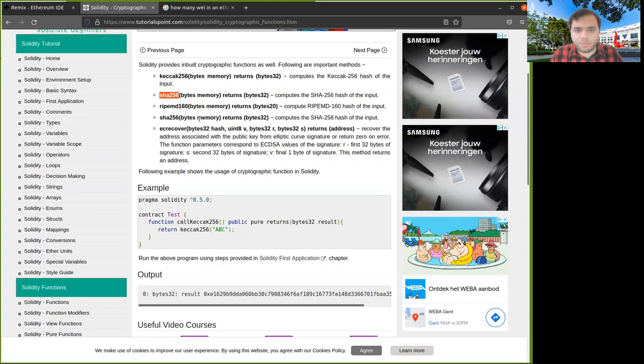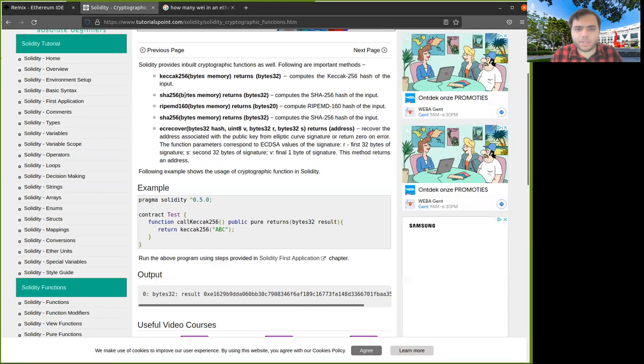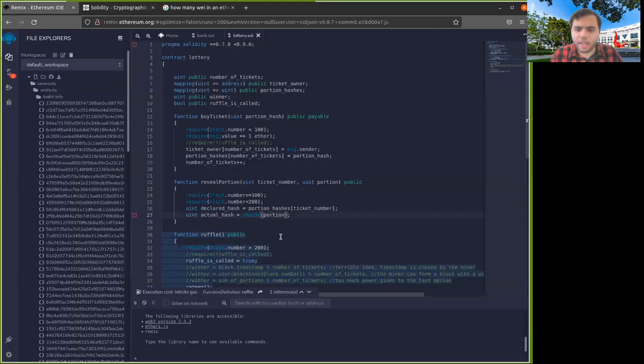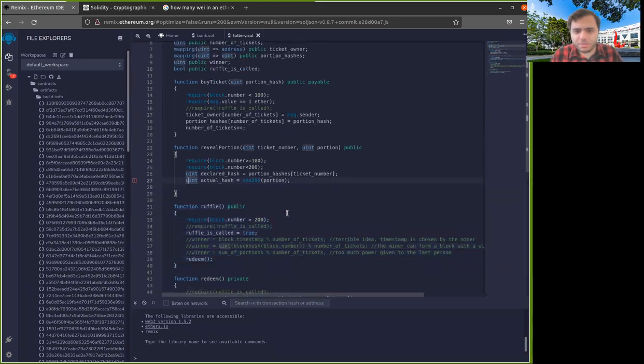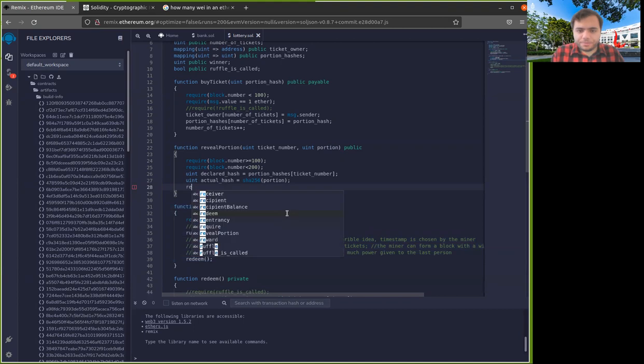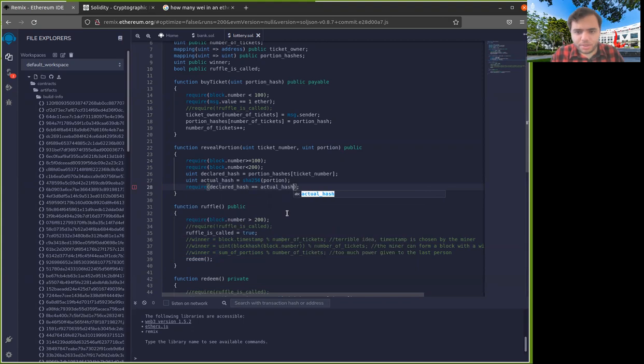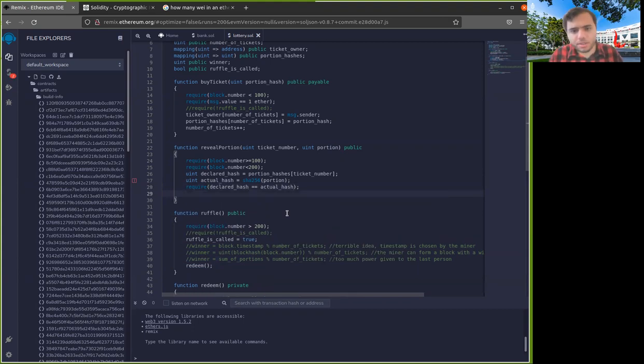We have to do some type conversions because I have to convert it to type bytes, and then the hash function also returns bytes, so I have to convert it back to uint. I'll add this later. It's always a headache. I don't like to do it right now. So you get the idea of what we're doing here. And then I would just require the declared hash to be equal to the actual hash. If it weren't equal, well, it's a require, so I would just not accept the function call.